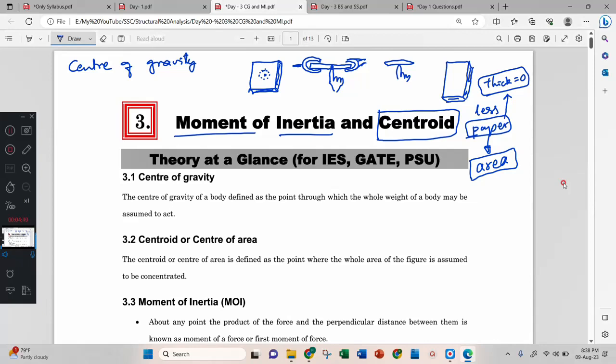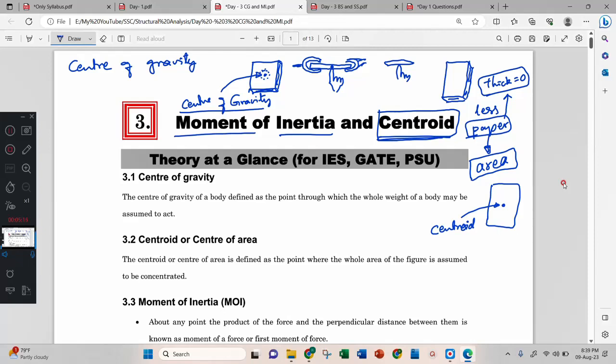The same way, when the entire mass is concentrated at one point, like that the entire area is concentrated at one particular point. That particular point is called the centroid. If the mass is concentrated at a particular point, then that point is called the center of gravity. You should know the difference between the meaning of centroid and center of gravity. Center of gravity means, against gravity, one point where every mass is concentrated.